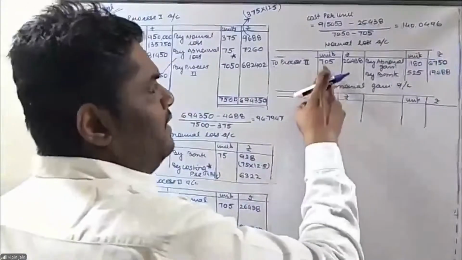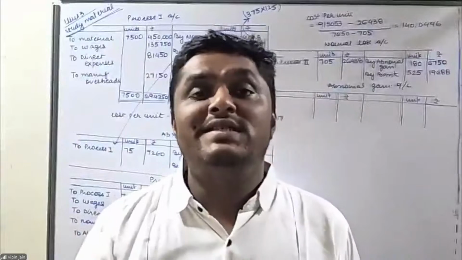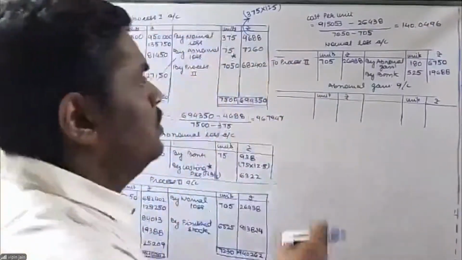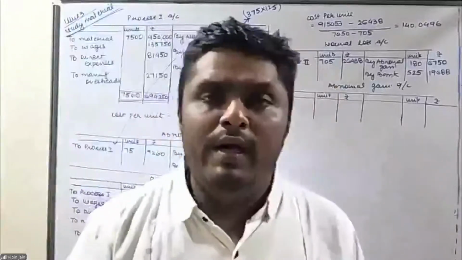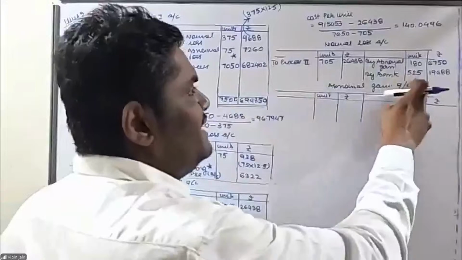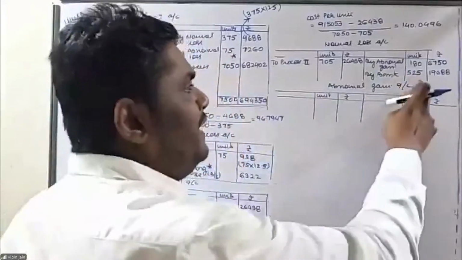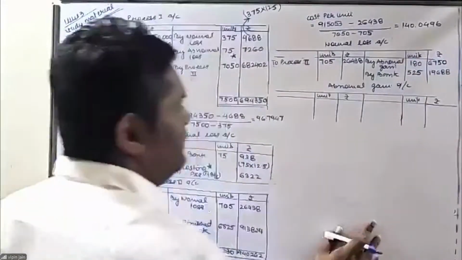I repeat again, when talking about abnormal gain, what is abnormal gain? It's a saving in normal loss. So 705 units is my normal loss. However, there is an abnormal gain of 180 units. It means the units that are sold in the market is only 525. So 525 into 37.5 and 180 into 37.5.